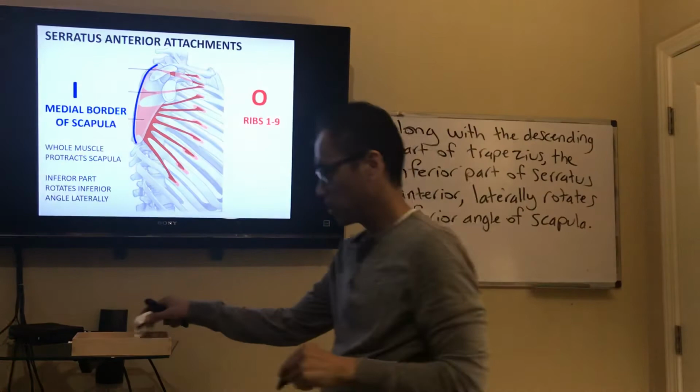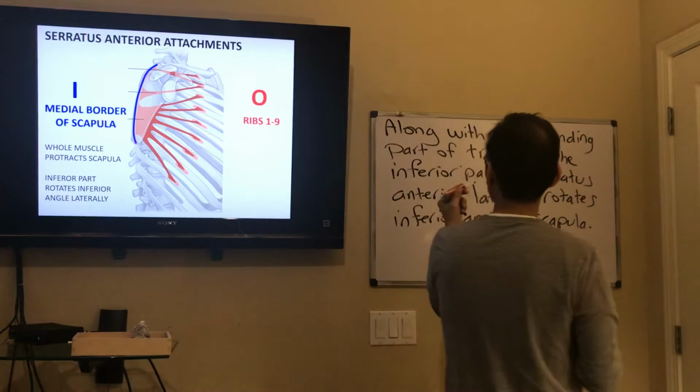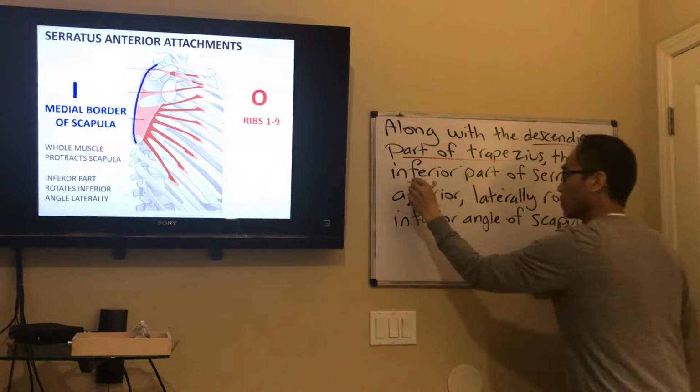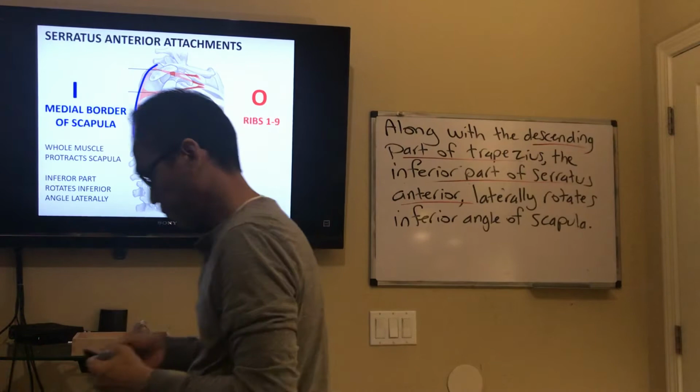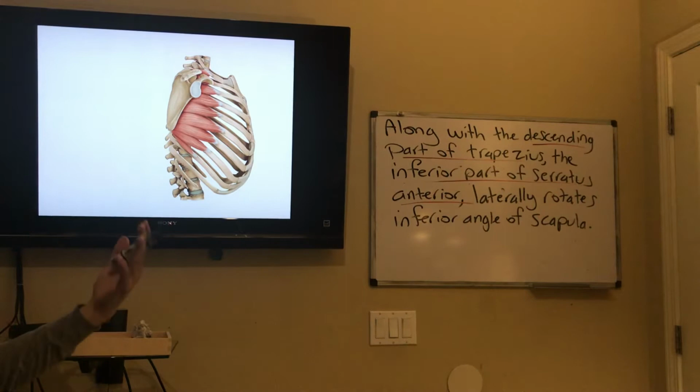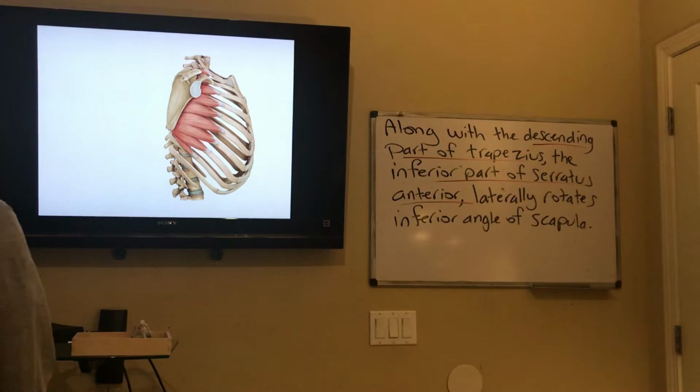So the muscles: the descending part of trapezius, inferior part of serratus, and that's the angle. The action laterally rotates that inferior angle. There's the muscle by itself. There's only one muscle shown. So if I say identify muscle, I don't even have to point to it. It's the only one shown. Serratus anterior. All right, questions for you. I'll give you a moment to think about that.